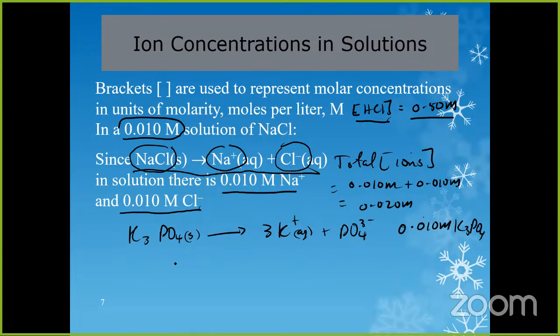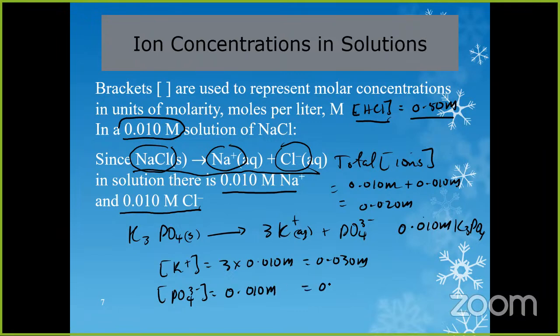So what does that mean? The concentration of potassium ions would be equal to 3 times 0.010 M, which is equal to 0.030 M. The concentration of the phosphate, PO4 3 minus, would be equal to 0.010 M. If I add the total amount of ions present, that would be equal to 0.040 M. That's basically how we determine the concentration of the ions based on the concentration of the ionic compound in the aqueous solution.